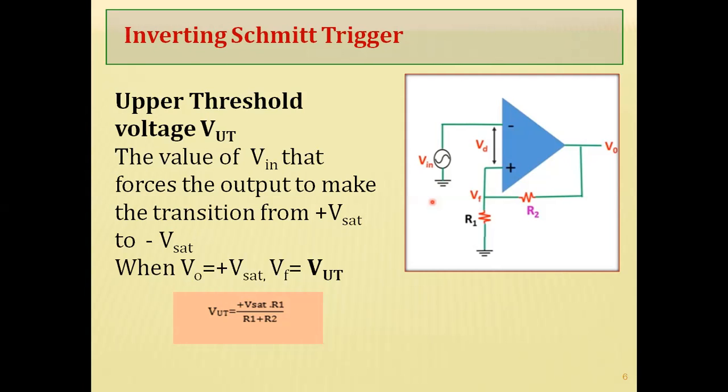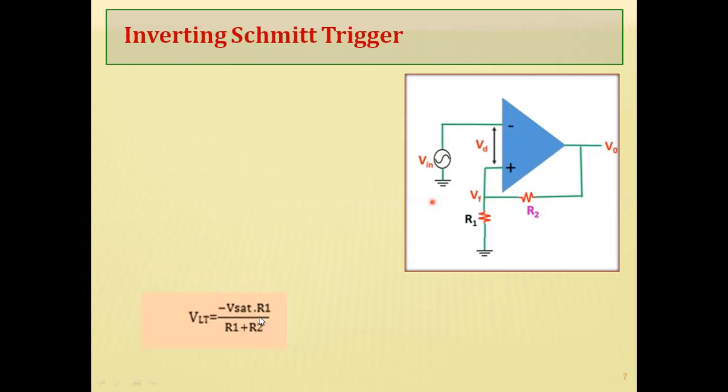Whenever we are considering the upper threshold voltage VUT, that is the value of Vin that forces the output to make the transition from positive saturation to negative saturation. For example, I have already said in the comparator itself, it will always produce the output as a square wave, right? Here V0 is equal to positive saturation, and I will assume the value of the reference voltage as VUT, where VUT indicates the upper threshold voltage. Hence, we'll replace the term Vf by VUT in the previous equation. Hence, the new equation becomes VUT is equal to, in place of V0, I'm writing positive saturation into R1 by R1 plus R2.